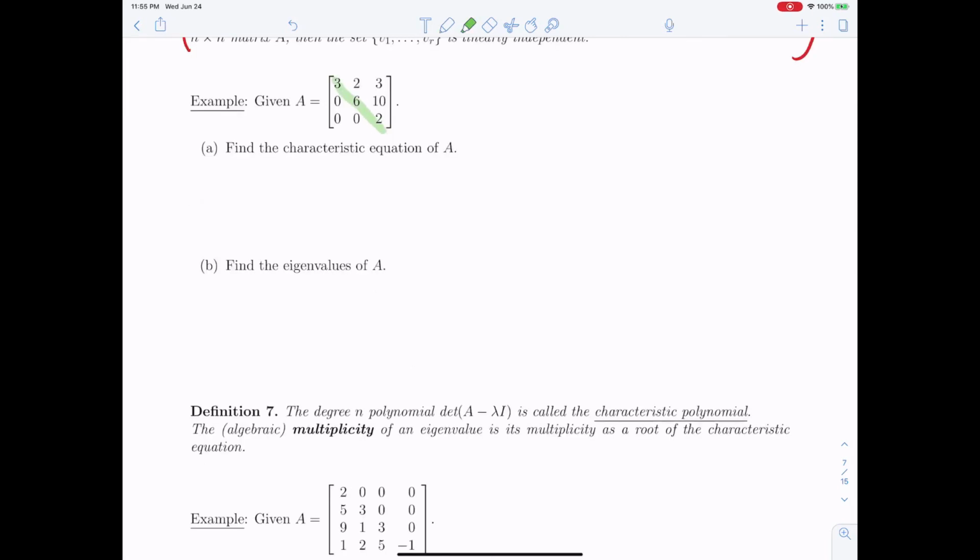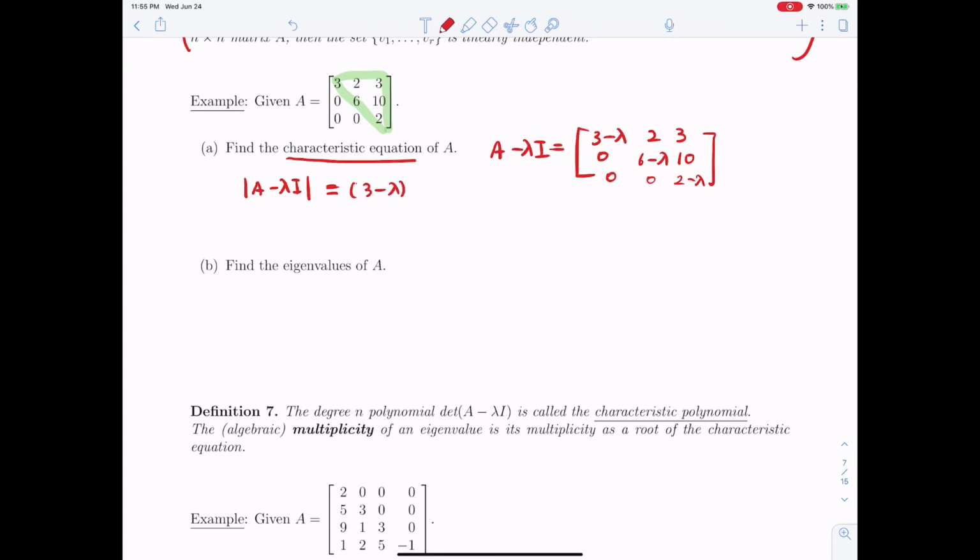So let's consider a triangular matrix again, and let's analyze this matrix in terms of the characteristic equation or characteristic polynomial. In this case, we have A minus lambda I equals 3 minus lambda, 2, 3, 0, 6 minus lambda, 10, 0, 0, and 2 minus lambda. So the determinant of A minus lambda I should be the product of the diagonal entries, which equals 3 minus lambda times 6 minus lambda times 2 minus lambda. And the characteristic equation of A should be this equation. If you solve for lambda, then we get lambda is 2, 3, or 6, which is again the same as the main diagonal entries.